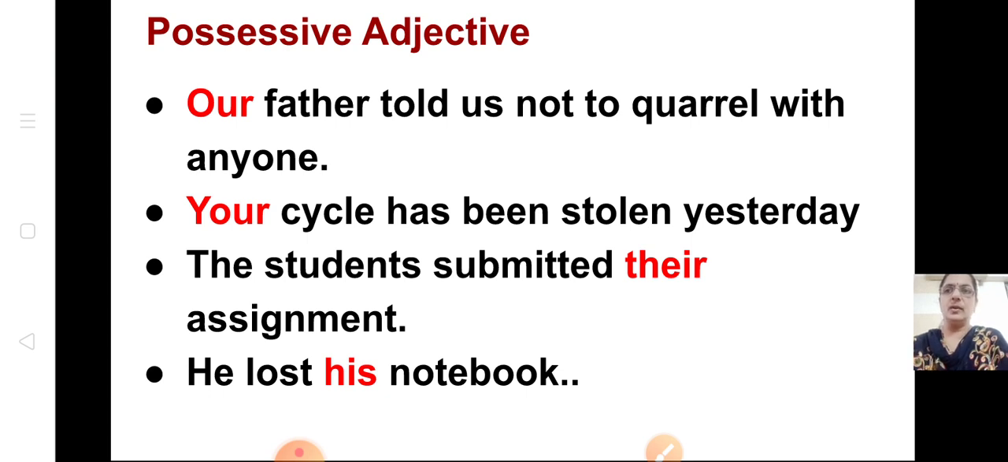Our father told us not to quarrel with anyone. Our father, possessive. Our father, your cycle, their assignment, his notebook. So before a noun, you will have possessive words. Okay? Our, your, their, his. All these are possessive adjectives.